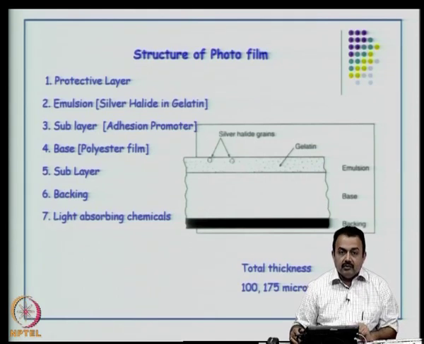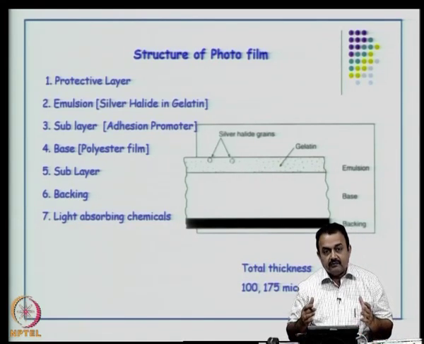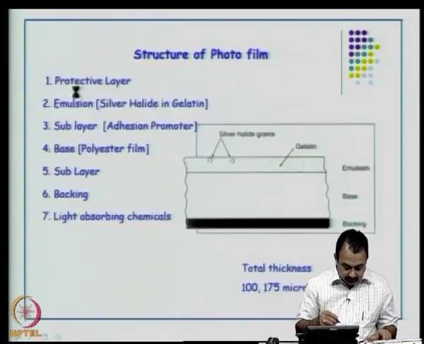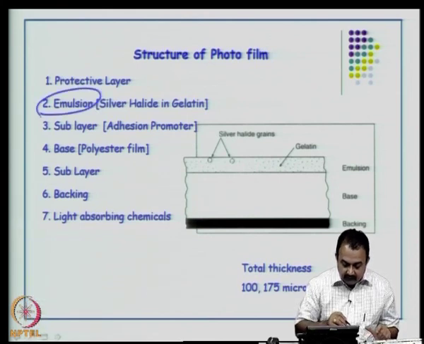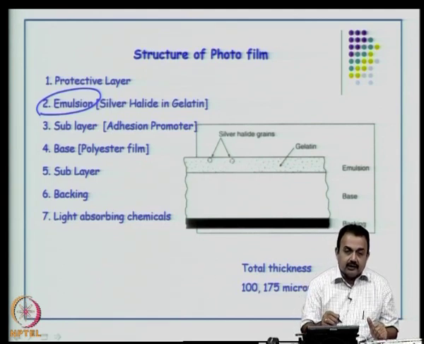Now, we talked about the photo film that is used in the photo plotter. What is the structure of a photo film? So, basically it contains active silver halide. Okay. So, this is the most important thing that you will have to look for. There will be an emulsion which contains the silver halide in a gelatin format. Now, you have to protect it till it is being used. So, there will be a protective layer.